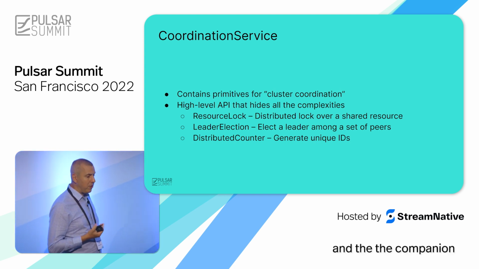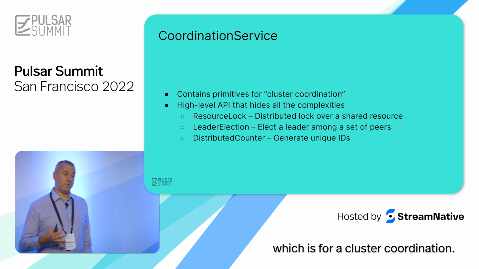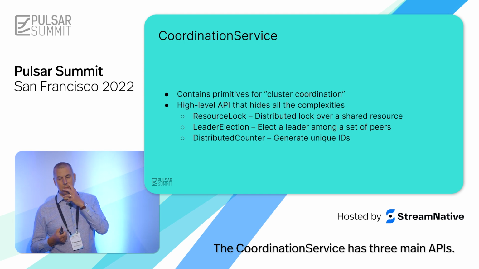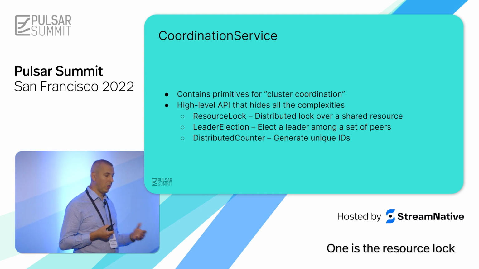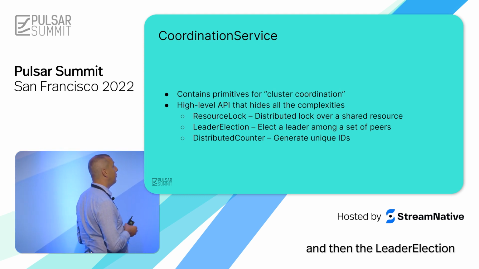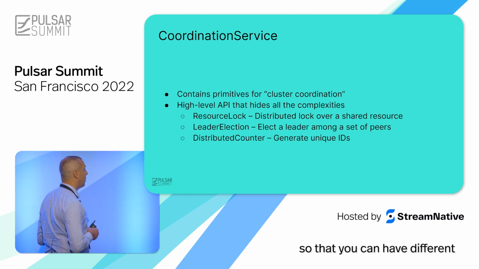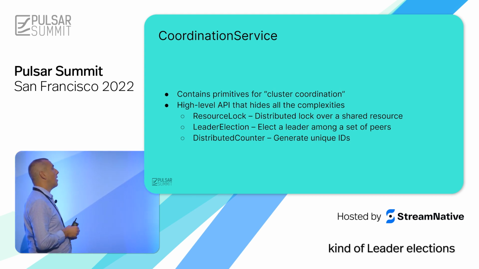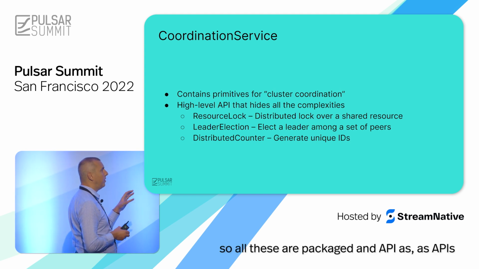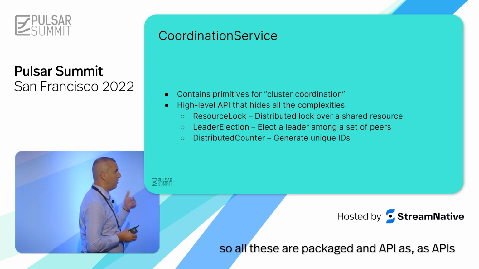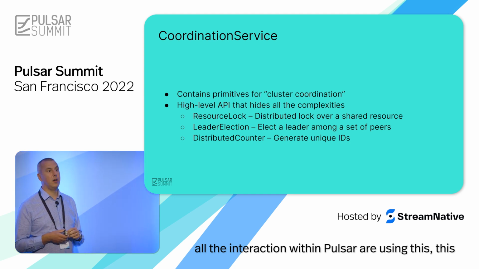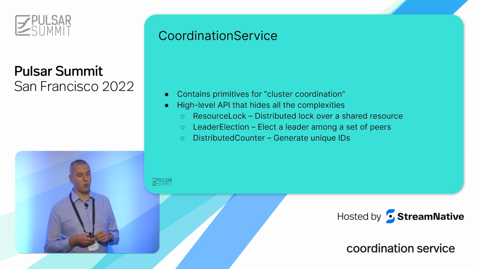And the companion here is a coordination service, which is for cluster coordination. The coordination service has three main APIs. One is the resource lock, which represents a distributed lock over a shared resource, then the leader election, so that you can have different kinds of leader elections, and then a distributed counter to generate unique IDs. All these are packaged as APIs, and all the interaction within Pulsar uses these primitives, the key values and the coordination service.